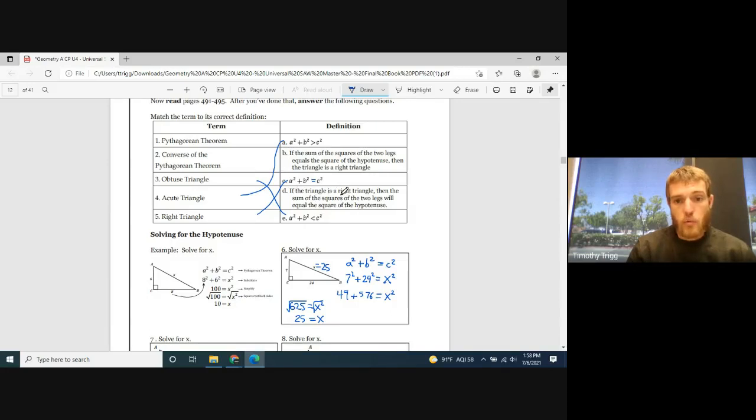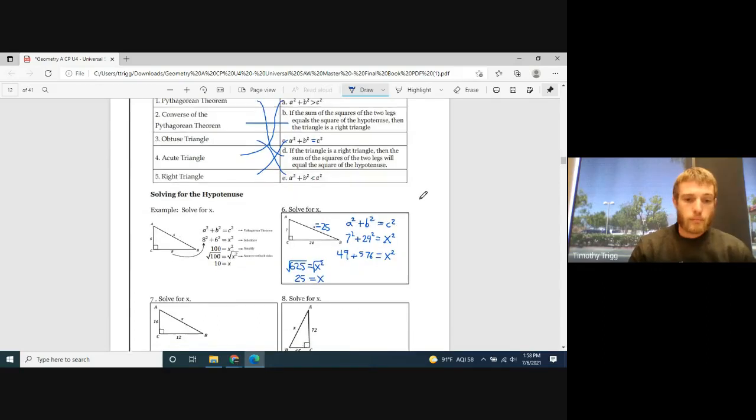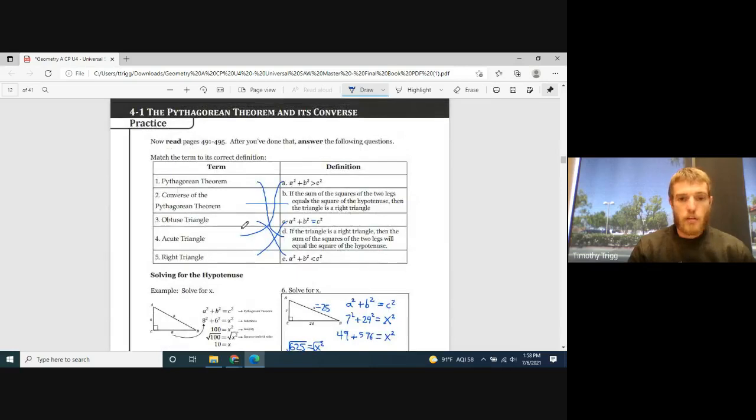Here, if a triangle is a right triangle, then the sum of the squares of the two legs will equal the square of the hypotenuse. That's just a fancy way of saying the Pythagorean theorem. And the converse of the Pythagorean theorem is also true: if the sum of the squares of two legs equals the square of the hypotenuse, then the triangle is a right triangle. So make sure you got all those connections there.